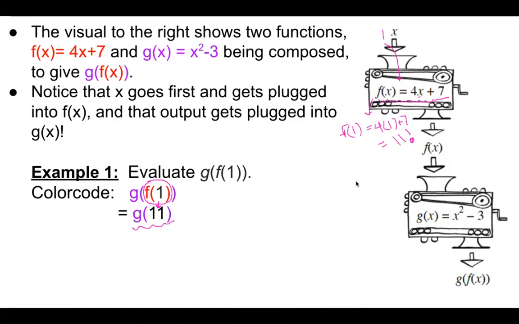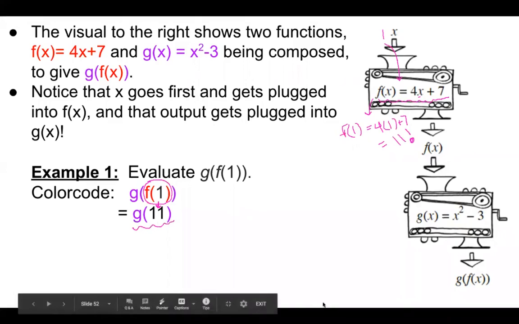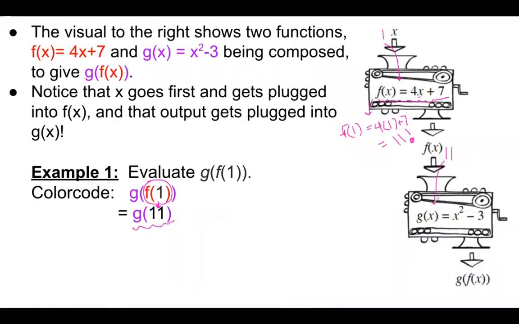So again, step 1, plug into the first inner function. Once you get that output of 11, then our next step, if you look to the left here under example 1, you're going to rewrite your function. So it's going to be g of 11 now. Now, in the chat, once we get an output of 11, 11 is going to get dropped down into the g function now. What do I get when I plug in 11 into g?